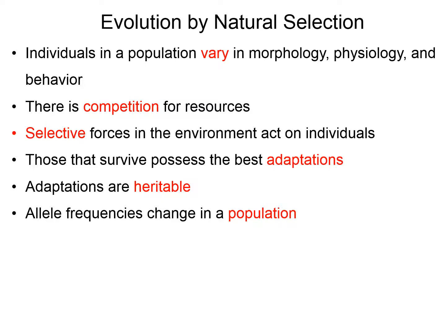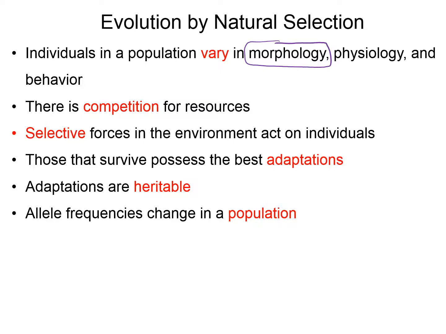And for evolution by natural selection to occur, all of these following statements must be true. And we can use the peppered moth example to look at each one of these. So there has to be some variation in a population amongst individuals. They could vary in their morphology, which is what we see with the peppered moths. There were some that are speckled and some that are darker colored, so their form is different. You could also have variation in physiology or behavior as well.